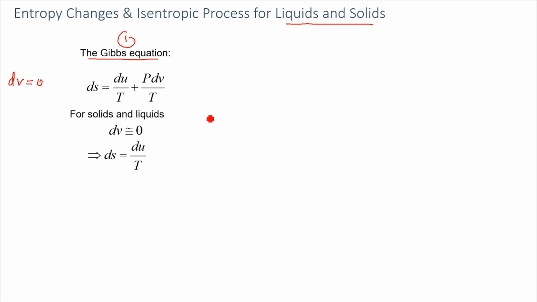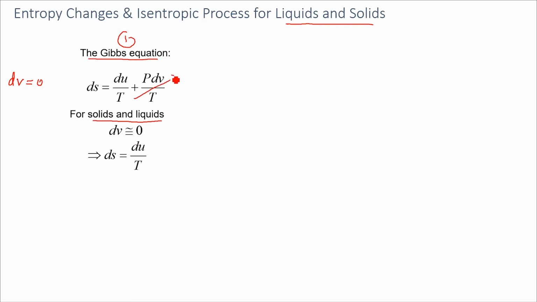Let us apply this for liquids and solids. The first Gibbs equation, which is TdS equals du plus pdv, or ds equals du over T plus pdv over T. We'll try to apply this equation to solids and liquids. For solids and liquids, we know that the specific volume does not change. It is approximately zero. For solids and liquids, the change in specific volume is essentially zero.